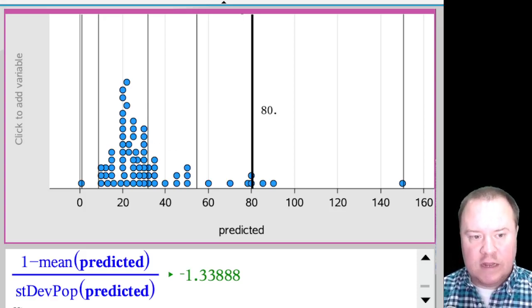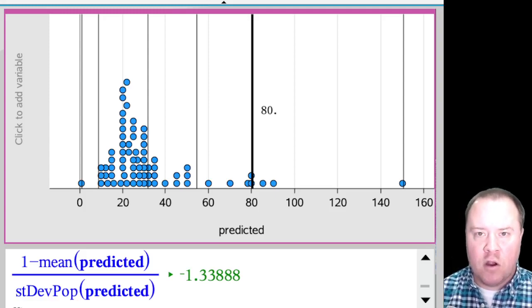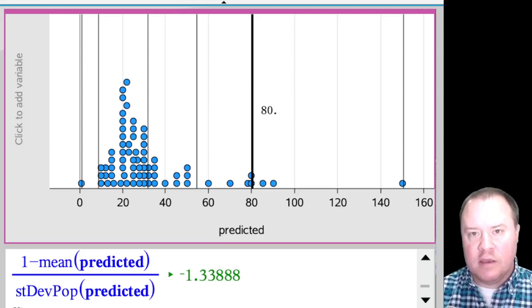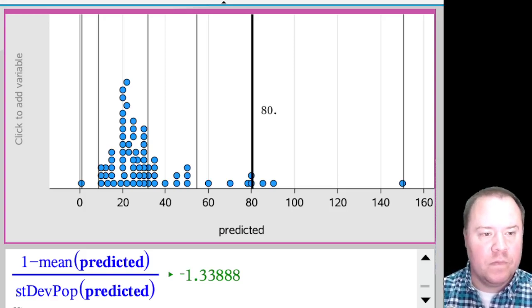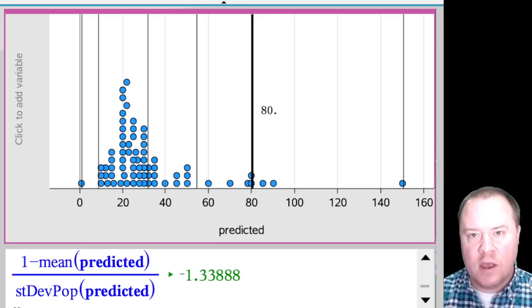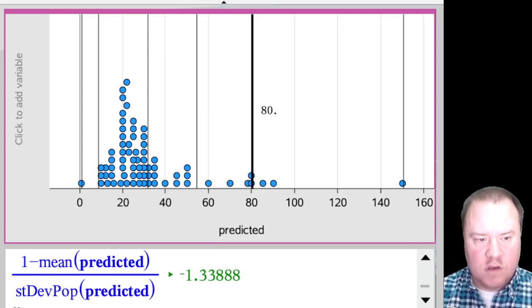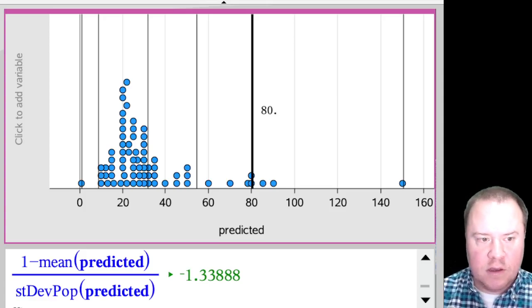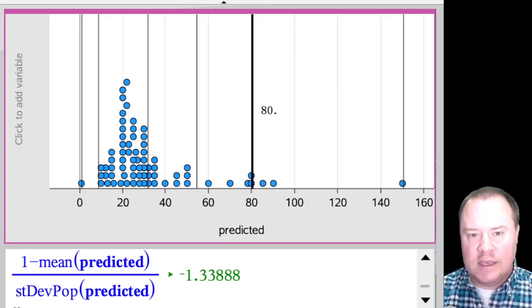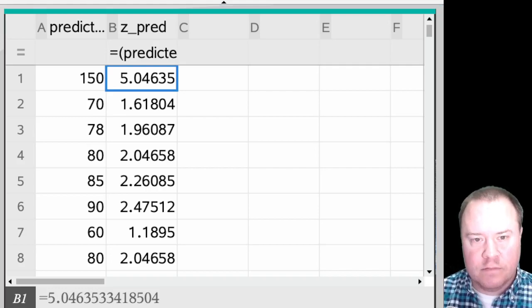Okay, so that's z-scores, and they're important because they help us identify things that are far away and compare things to each other in terms of how far they are away from the center. So now that we've thought about that a little bit, let's actually create that z-score.